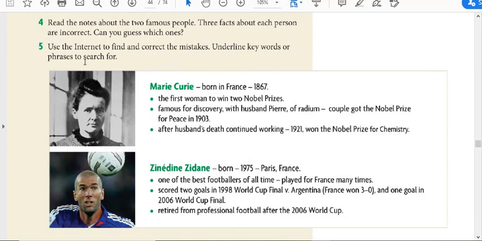Then now we move to number 5. Use the internet to find and correct the mistakes. Underline keywords or phrases to search for. Then we need to go to the internet and type in Marie Curie or choose some keywords from here. We underline it, then we put it inside the search engine. Then we need the information, we get the information back from them.